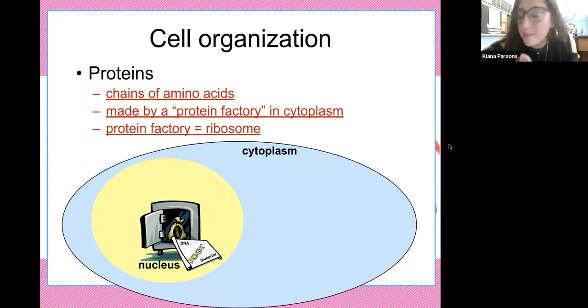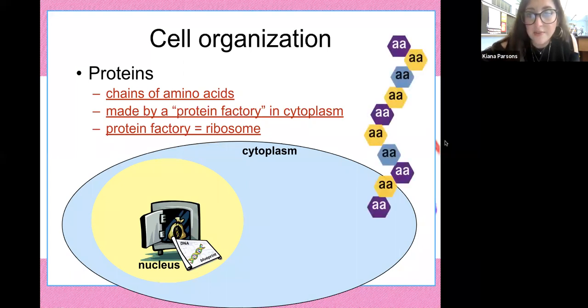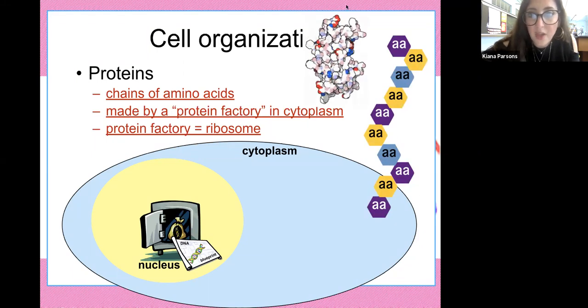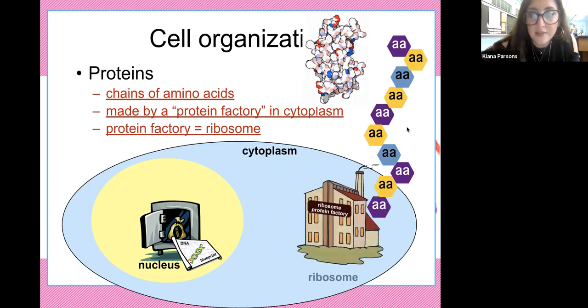Proteins are chains of amino acids, which are the monomers of proteins, hopefully we remember, made by a protein factory in the cytoplasm. And the protein factory, as I hope you remember from Unit 2, are ribosomes, which are found in the cytoplasm and on the surface of the rough endoplasmic reticulum, which is called rough ER because it's covered in those little bumpy ribosomes. Those are chains of amino acids. Those are proteins. And the ribosomes are the protein factories that actually build the proteins.